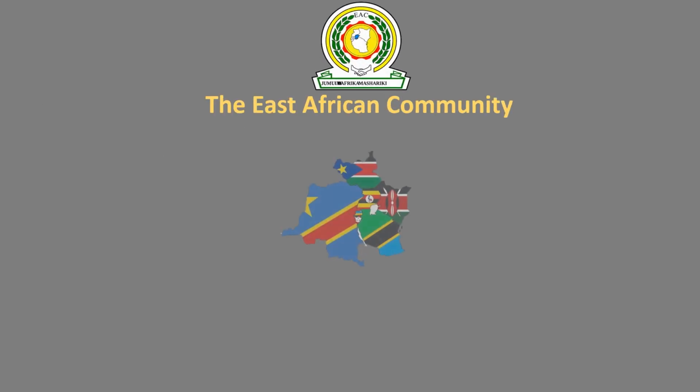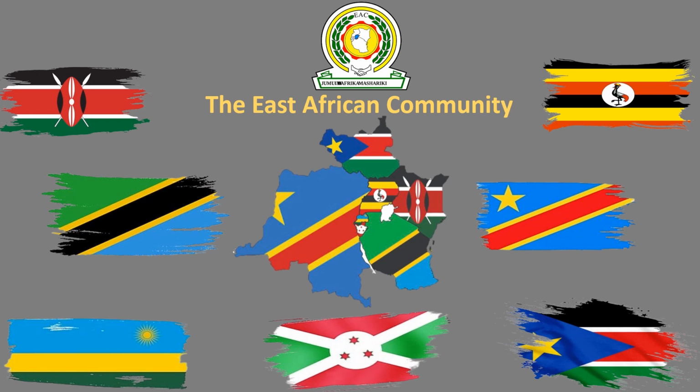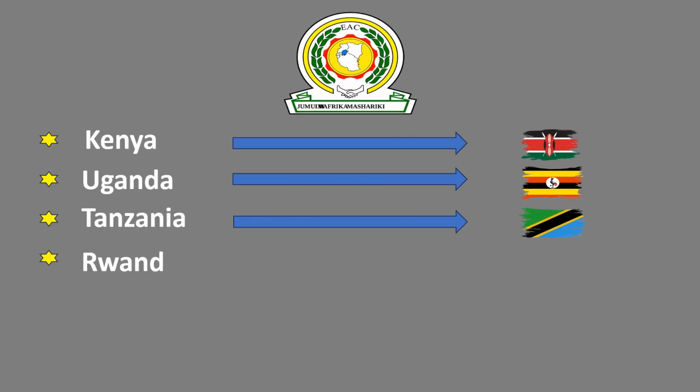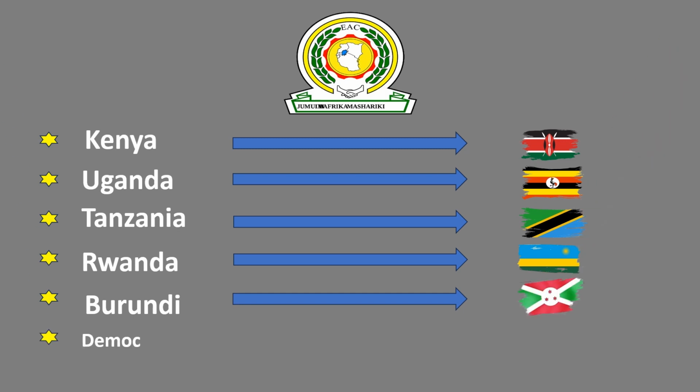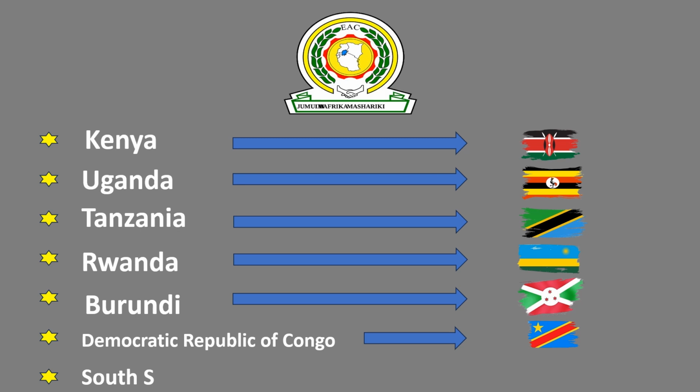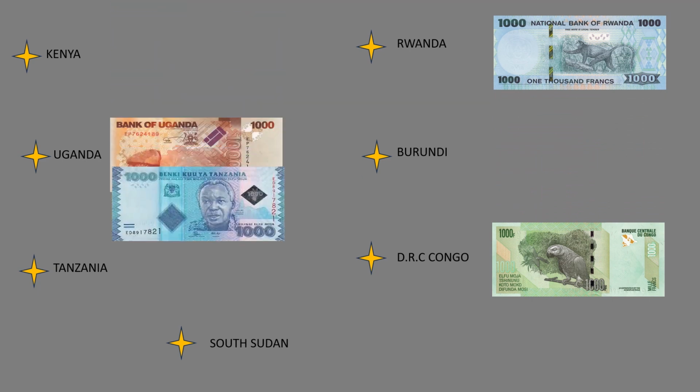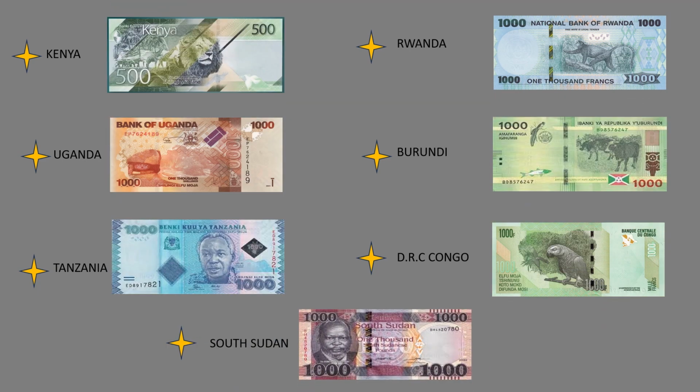East African community currencies have always been subject to fluctuations against major international currencies such as the US dollar. The East African community consists of countries such as Kenya, Tanzania, Uganda, Rwanda, Burundi, Democratic Republic of Congo, and South Sudan, each with its own currency. The most widely used currencies in the community are the Kenyan shilling, Tanzanian shilling, Ugandan shilling, Rwandan franc, Burundian franc, Congolese franc, and South Sudanese pound.